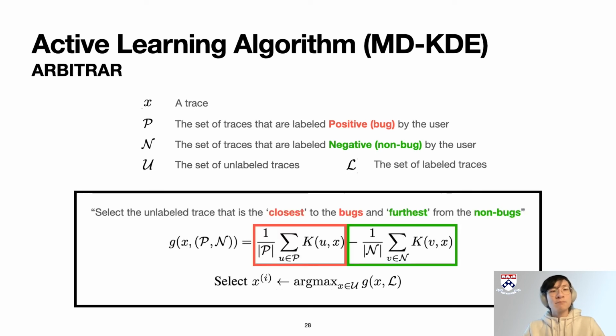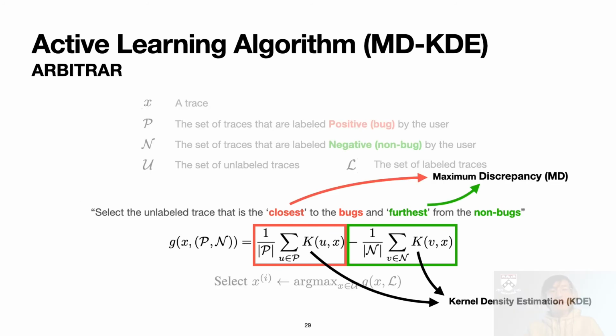To select the most likely bug, we do a very simple thing. That is, select the unlabeled trace that is the closest to the bugs and furthest from the non-bugs. This is simply reflected in the formula below. The function g here is a scoring function that gives each unlabeled trace a score based on the known positive traces and negative traces. For each iteration, we simply select the x from U that has the maximum score g.